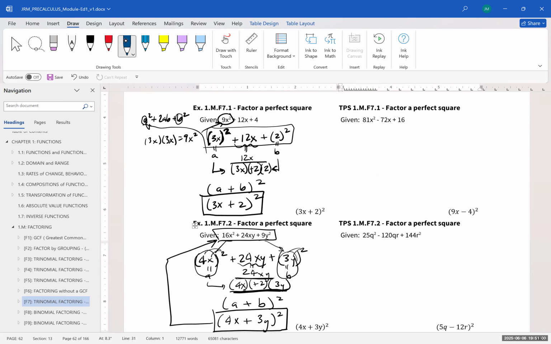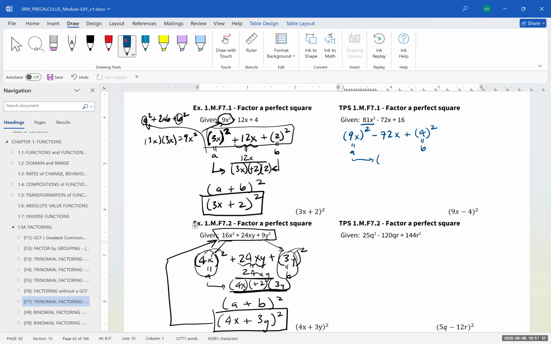All right, so let me give you my interpretation of the factoring of these trinomials. So we want to take this first term and write it as a square. All right, so 81 is 9 times 9. So we can write 81x squared as 9x squared, minus 72x. And 16 can be written as 4 squared. So this is our value of a. This is our value of b.